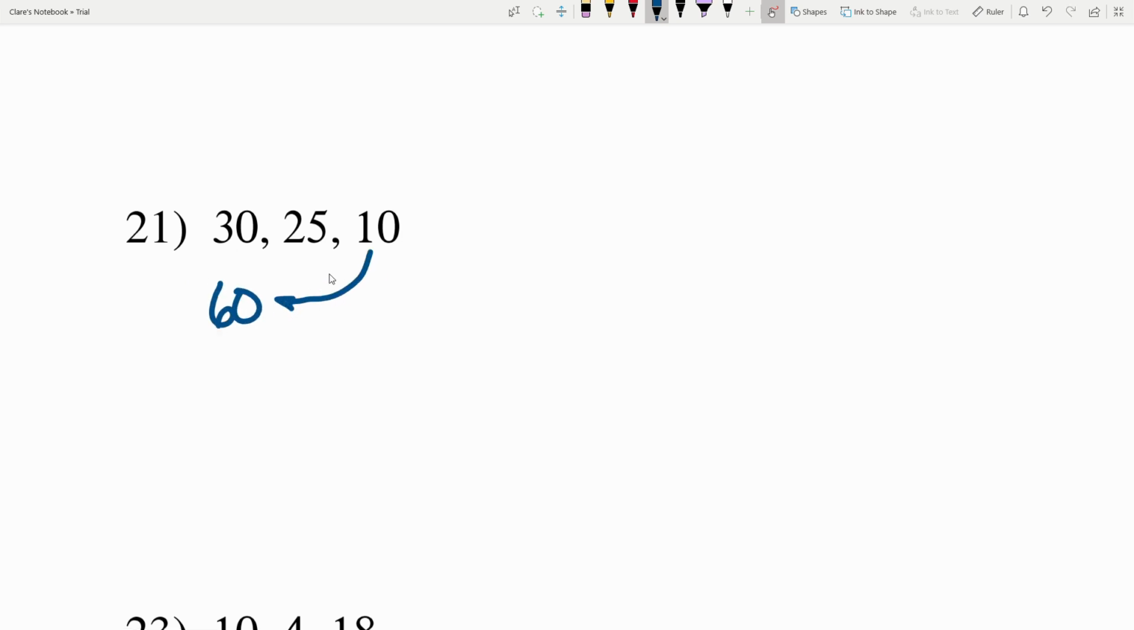10 goes into 60, but 25 does not. So we're going to have to look at the next number. 30 times 3 is 90. Does 25 go into 90? No, but 10 does. But because all 3 are not multiples, we have to continue on. Now let's do 30 times 4, which is 120. 25 does not go into it, but 10 does. Still, all 3 do not apply, so let's move on.